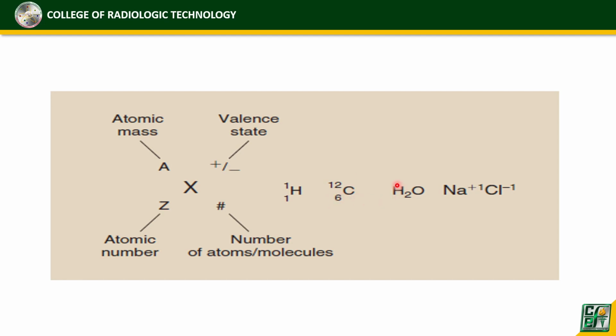Here in H2O, the atomic number and atomic mass number are not visible. What is visible? The number of atoms, or molecules. And here in sodium chloride, what you see is the valence state, so positive and negative. Okay?